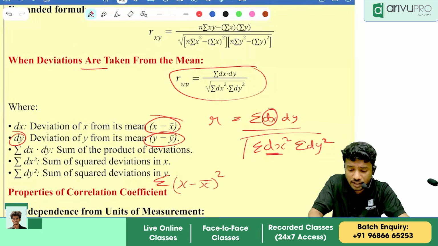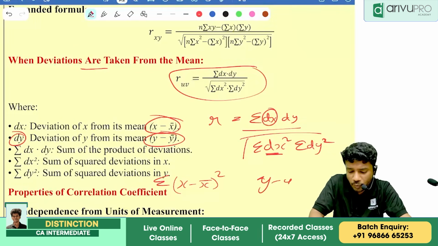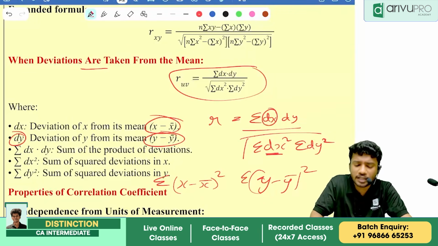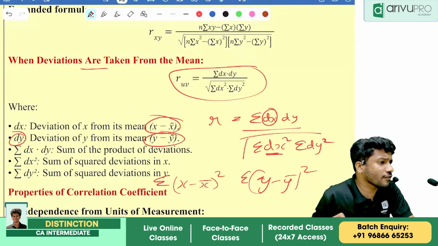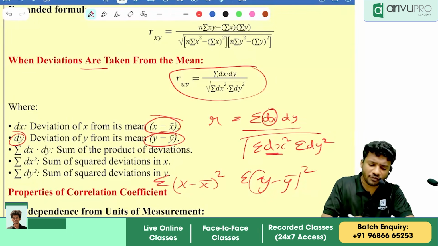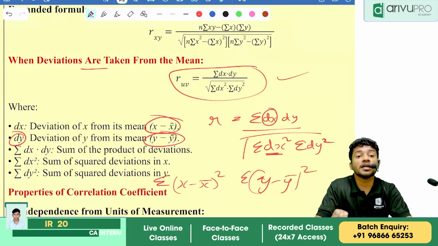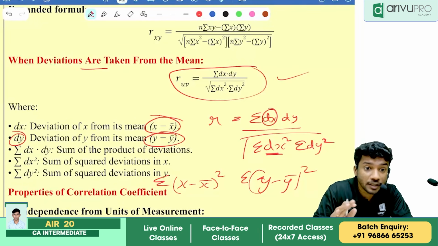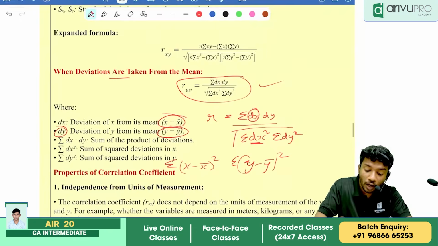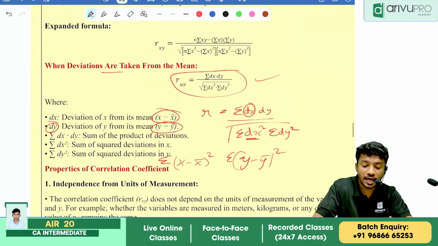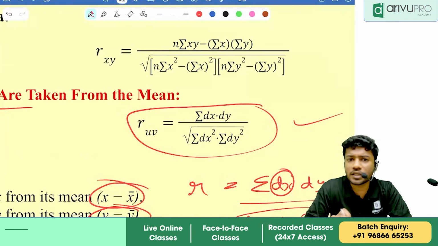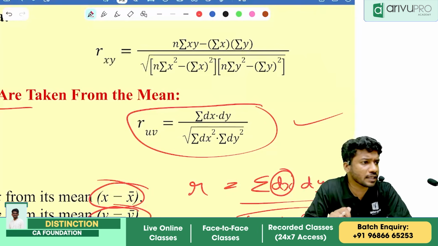Then dy square is y minus y bar the whole square, and you will take the summation of all the values. That way you can find it using the deviation method. But sometimes they will ask a direct question from this. I will show you how the question comes for examination. Have you made a note of it? Everyone done? Can I go further ahead?